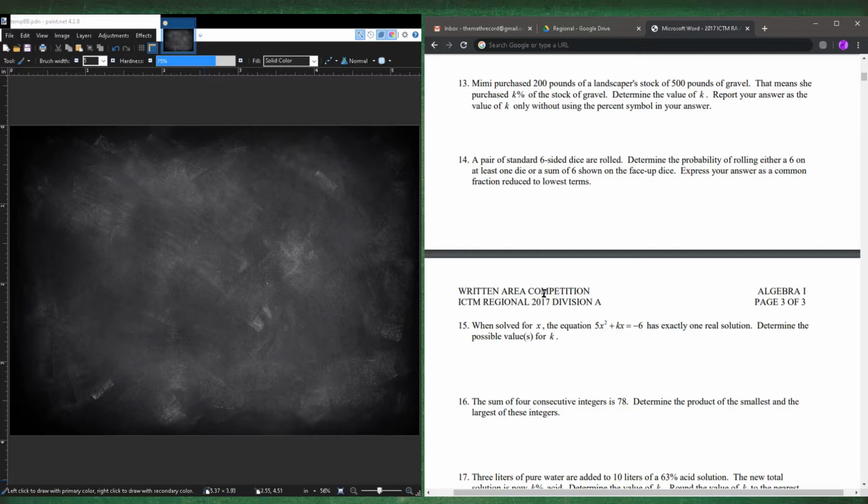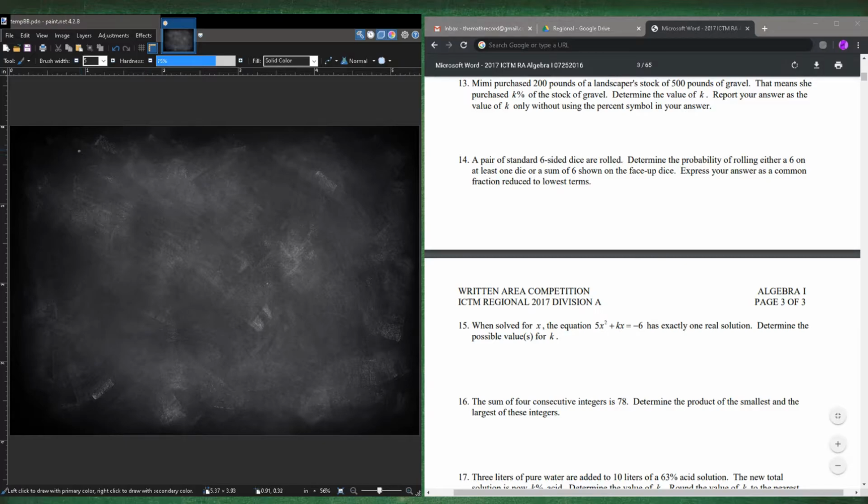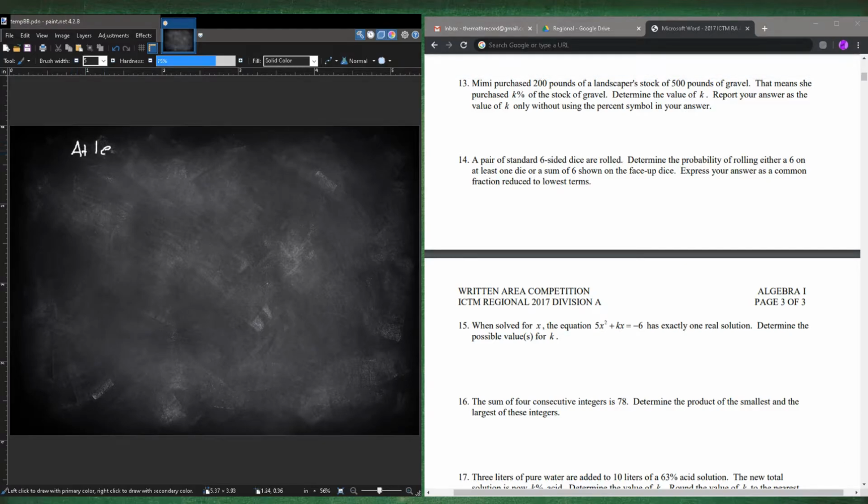Number 14. A pair of standard 6-sided dice are rolled. Determine the probability of rolling either a 6 on at least one die or a sum of 6 on the face-up dice. Okay, so we have two possibilities. Either we get at least one 6, or we get a sum of 6.